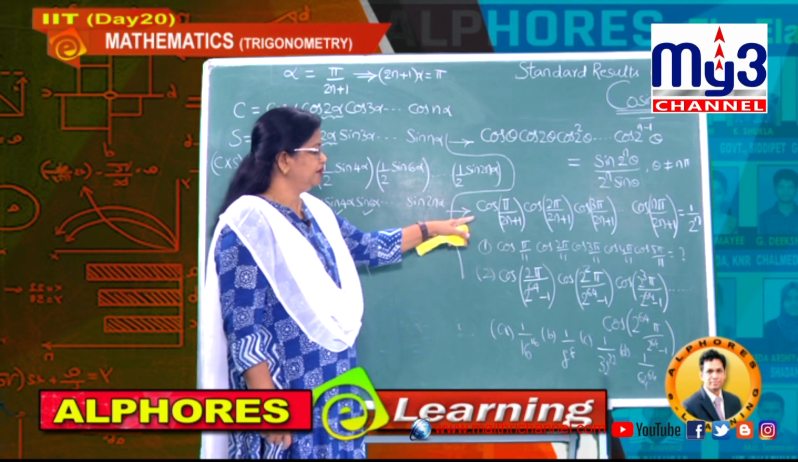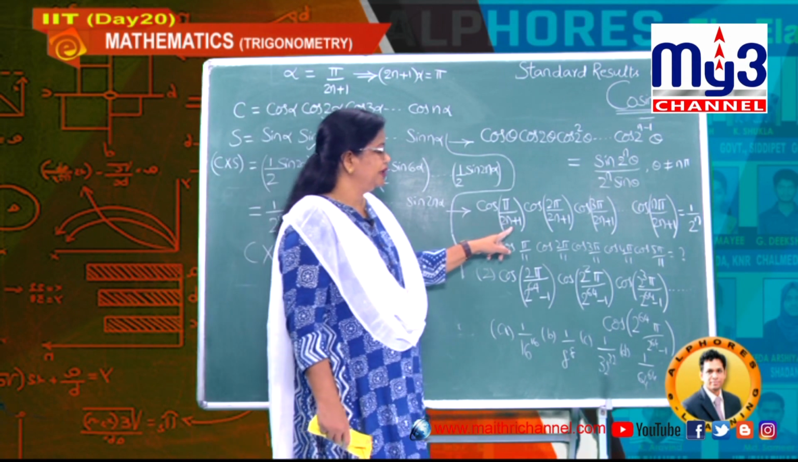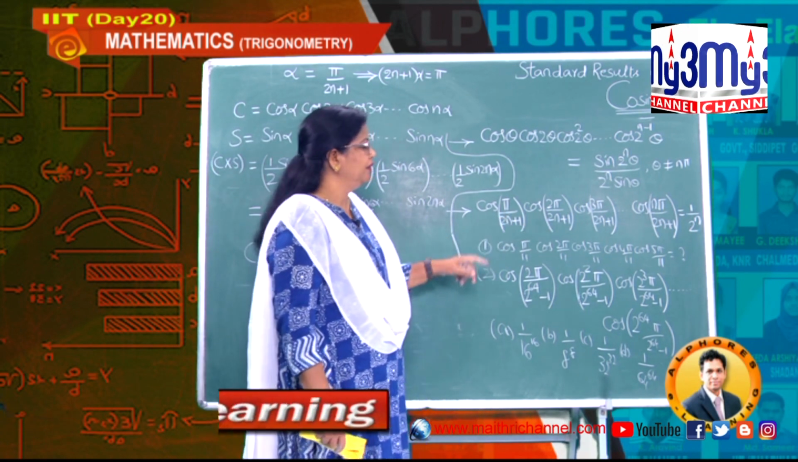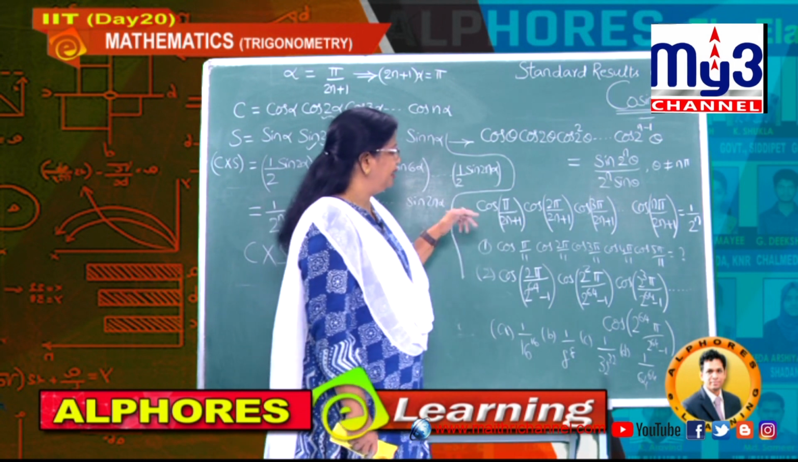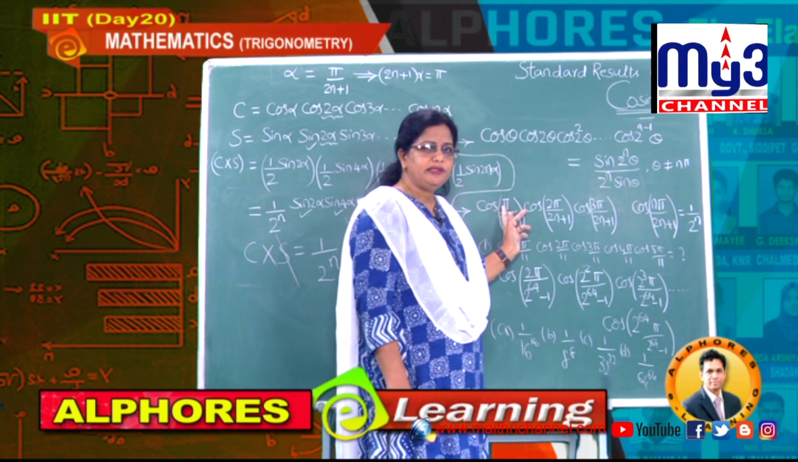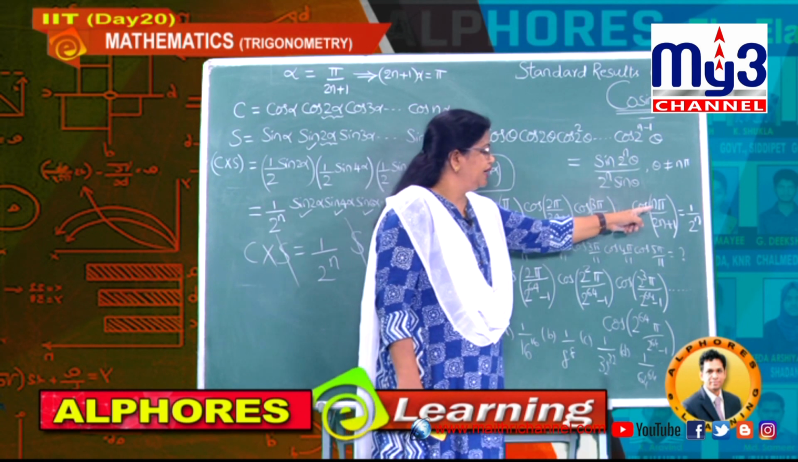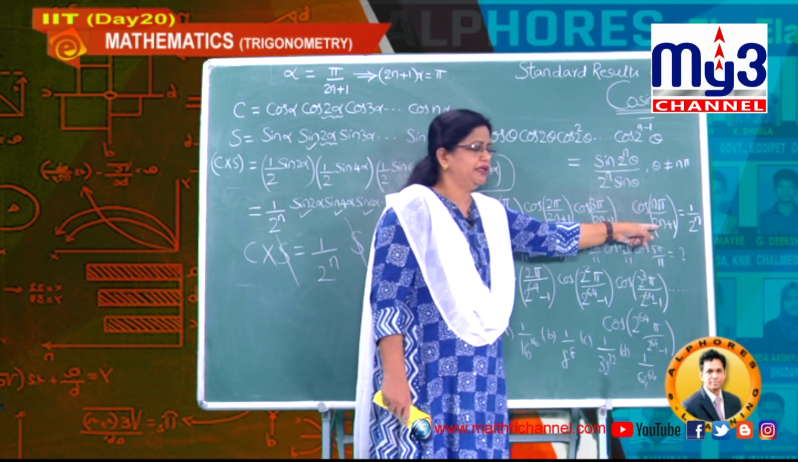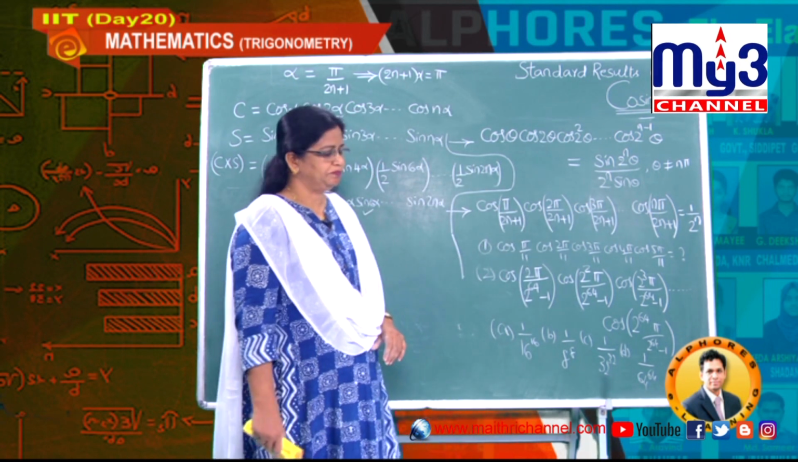So while doing this procedure, students, you must take care that the denominator is an odd number and the numerators are multiples of pi. Moreover, they are successive numbers, that means consecutive values 1, 2, 3 etc., and the last value must be exactly n. Then you can make use of this formula.